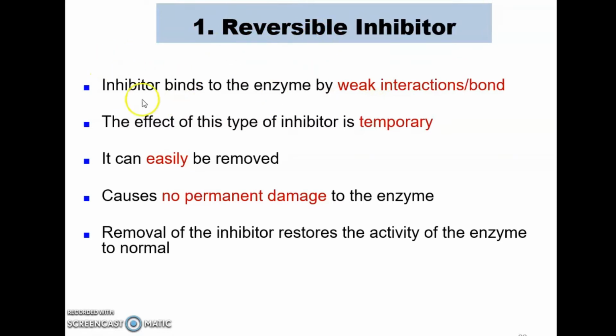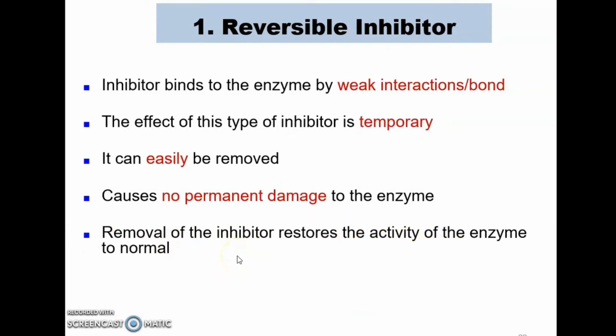Apa maksudnya? This inhibitor binds to the enzyme by weak interaction or weak bond. It binds to the enzyme by forming a weak interaction or weak bond. So the effect of this inhibitor is only temporary and it can easily be removed. Okay, so it will cause no permanent damage to enzyme. And removal of inhibitor restores the activity of enzyme to normal.